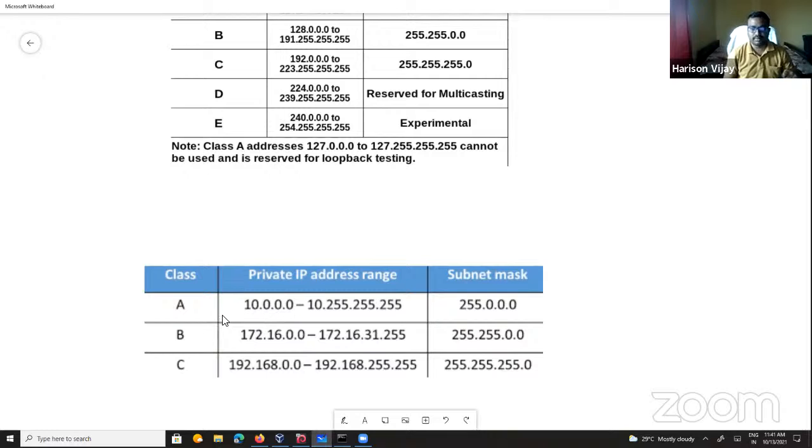So the ranges are 10.0.0.0 to 10.255.255.255 for class A. For class B, it's 172.16.0.0 to 172.16.31.255 with this subnet mask. Class C, again, is 192.168.0.0 to 192.168.255, and this is the subnet mask. Okay, at least for your knowledge, even if you don't have an in-depth knowledge of how IP addressing works, if you look at an IP address, you should be able to at least say which is a public IP address and which is a private IP address.